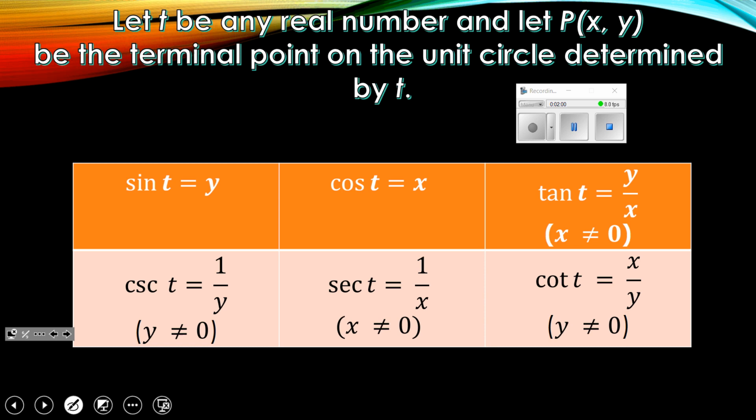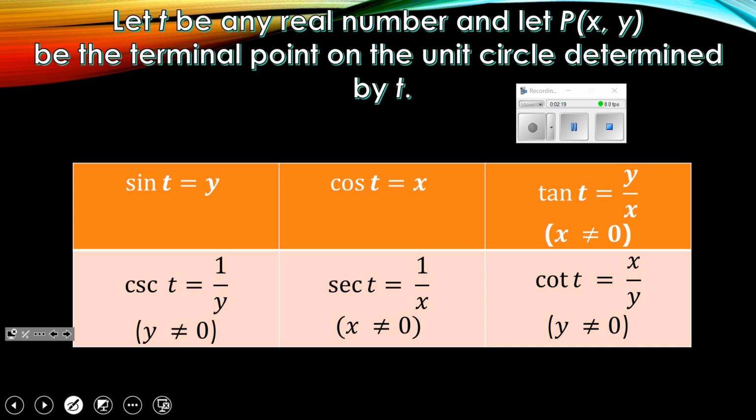So I'm just telling you right now that the cosecant, as long as y is not equal to 0, is equal to 1 over y. Okay? Your secant is the reciprocal of x, so 1 over x, and your cotangent is equal to x over y. Okay?